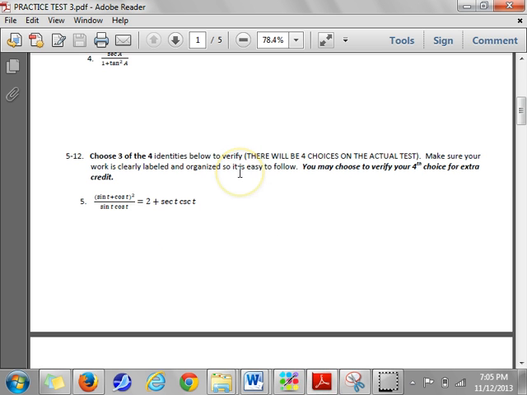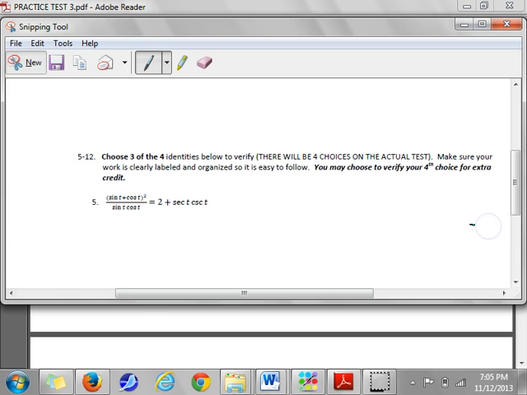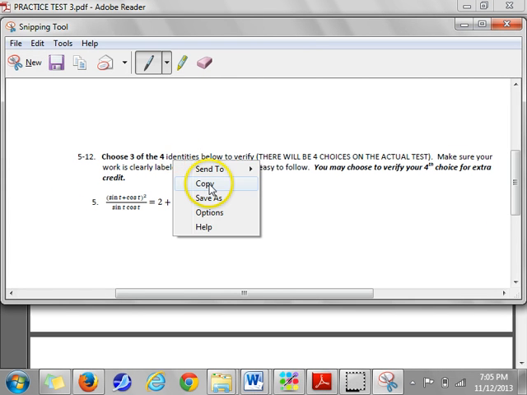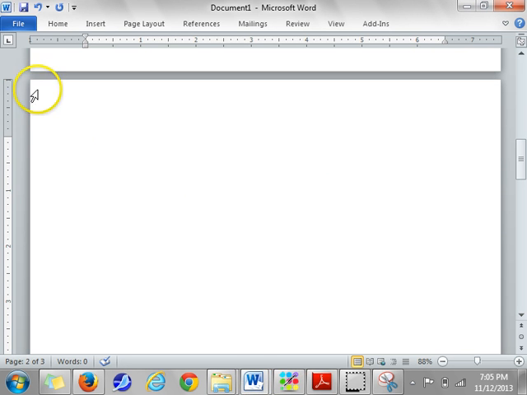The next batch of problems are the identities. So now we are working with two sides of an equation. And your job is to show that one side turns into the other, or that both sides simplify down to the same thing.